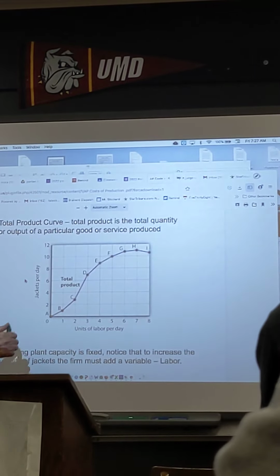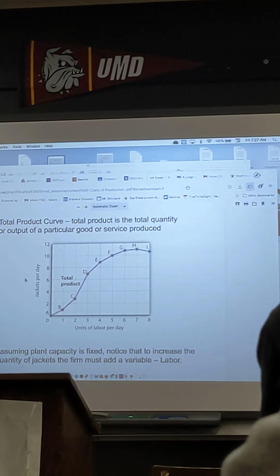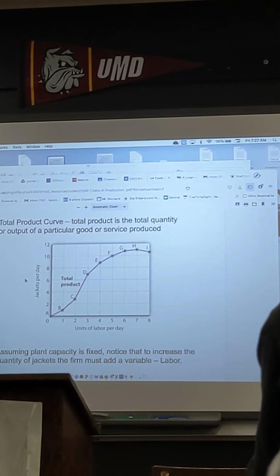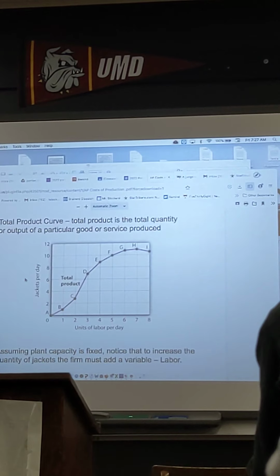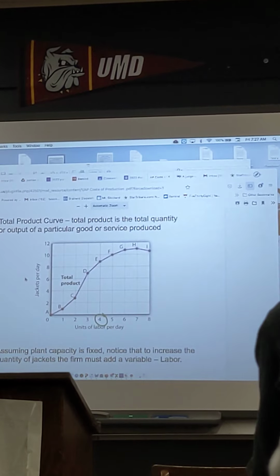Where do we see diminishing marginal return? With what labor? All right? With what labor? The column is showing us how many jackets the labor can offer us. What labor? Labor number what? 4.